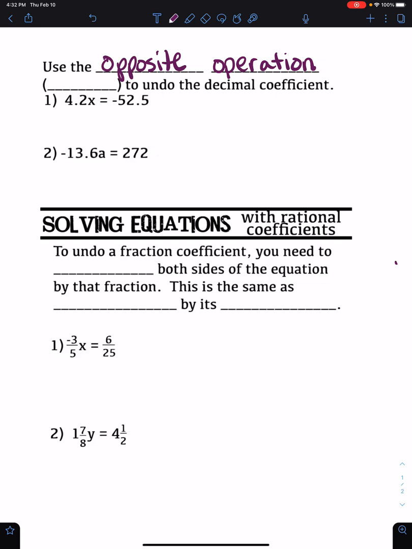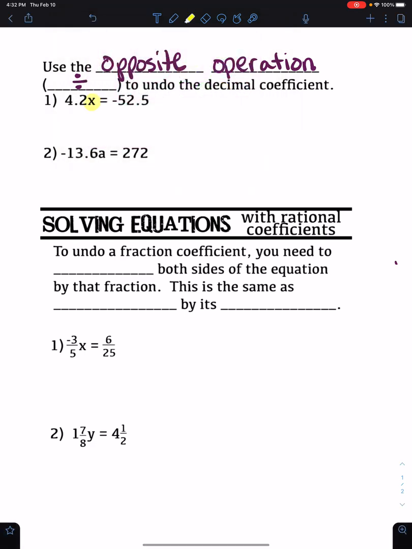to isolate our variable. And you'll notice in each of these examples, when we're talking about a coefficient, that's a number that's being multiplied by the variable. And since in all of these examples we are multiplying by a variable, the opposite of multiplying is to divide. So in each situation here, we're going to divide to undo either the decimal or the fraction. So let's do decimals first.